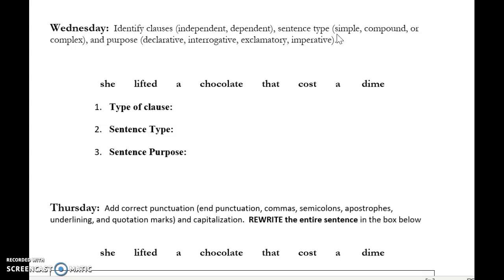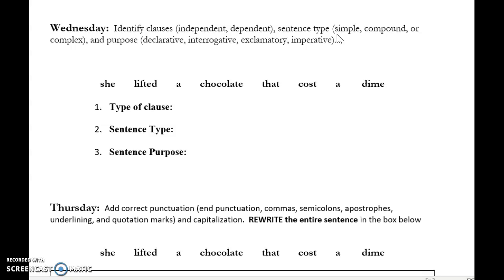If it is compound, that means there's going to be two sentences, two independent clauses, two complete ideas put together using a comma and a conjunction. And then a complex sentence will have a sentence fragment connected to an independent complete sentence. Okay, so use that kind of knowledge to help you figure out what type of sentence this is below.